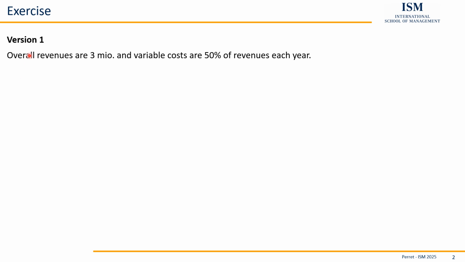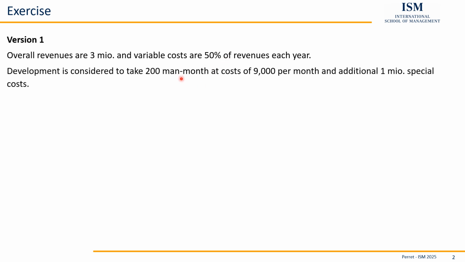versions. For version 1, we have revenues per year of 3 million and variable costs which make up 50% of the revenues. Additionally, development is considered to take 200 man-months at a cost of 9,000 per month and an additional 1 million special costs for development. Finally, the market cycle for this version of the product is considered to be lasting 10 years.